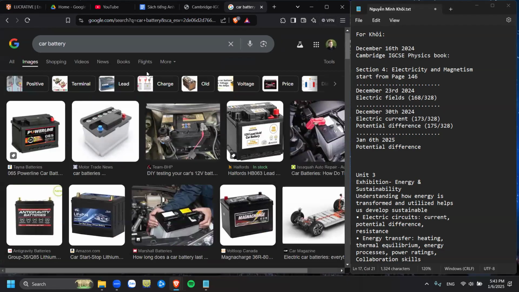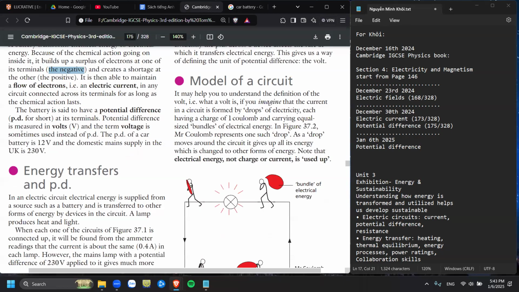But I thought cars run on gas. Is this for electric cars? Even though cars use petroleum to run, there are some electronic components that need a battery. For example, the trigger that starts your car to operate. You need a battery, right? So it has a 12-volt potential difference.